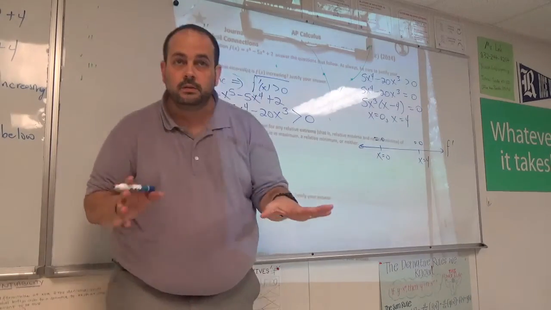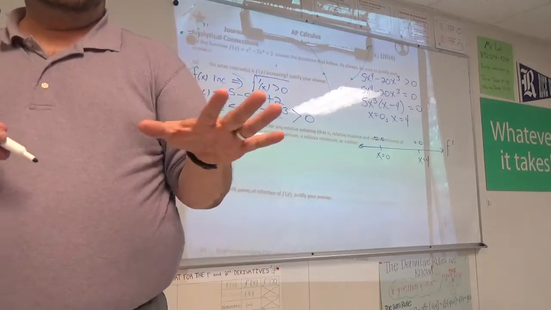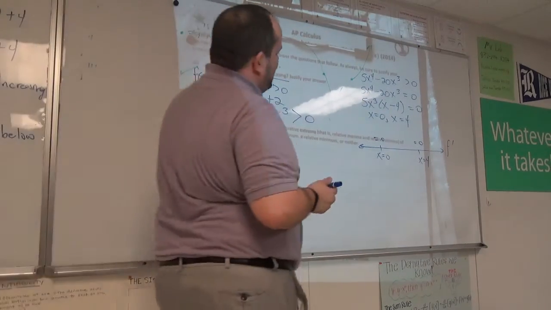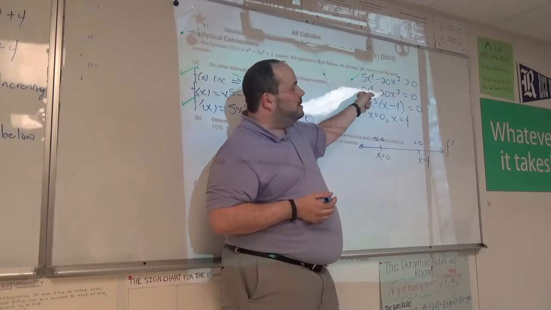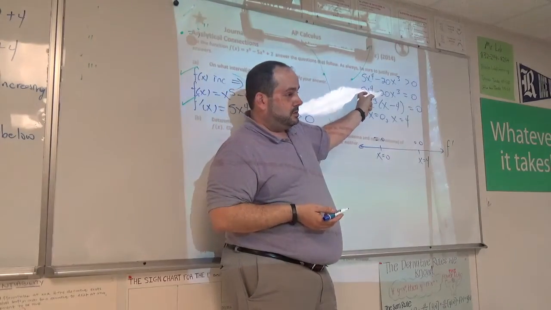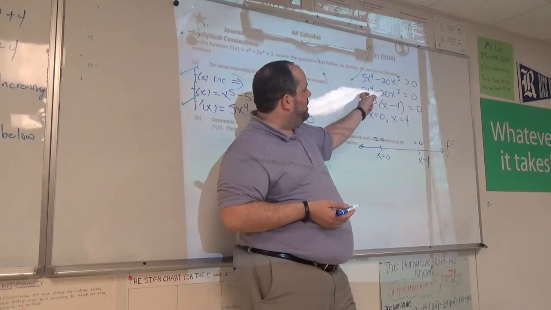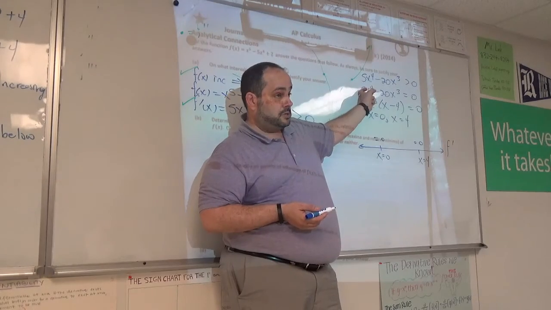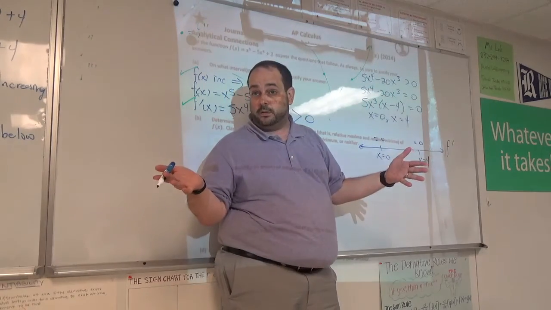Anywhere else? Could f prime, could this guy here be equal to 0 anywhere else? Could there be other solutions? Hold on, Robert. 5x to the fourth minus 20x cubed equals 0. Could there be any other solutions? Or have we caught them all?